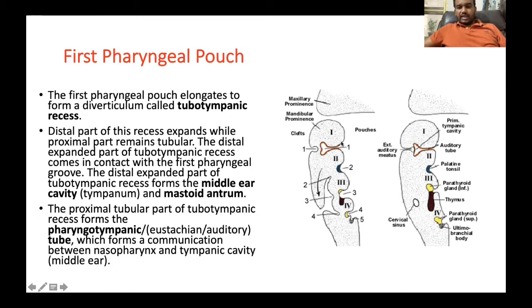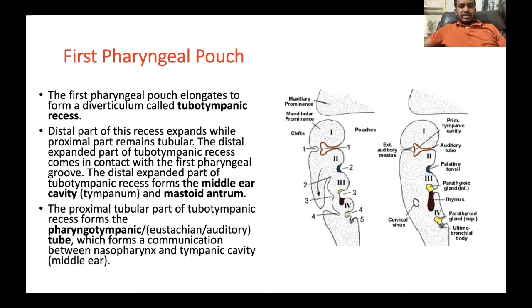And the inner side, lined by the endoderm between the first and second arch, is called the pharyngeal pouch. So the first pharyngeal pouch elongates to form a diverticulum called the tubotympanic recess. It is expanded distally and tubular proximally. And the distal expanded part of the tubotympanic recess comes in contact with the first pharyngeal groove.